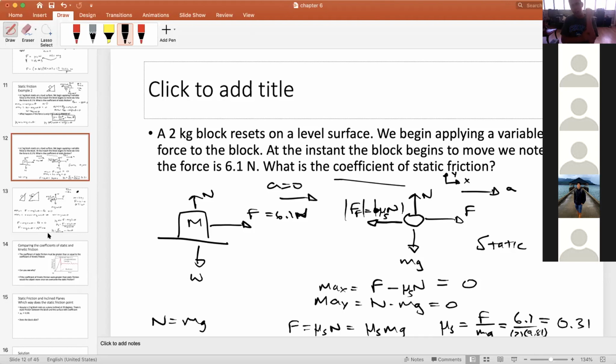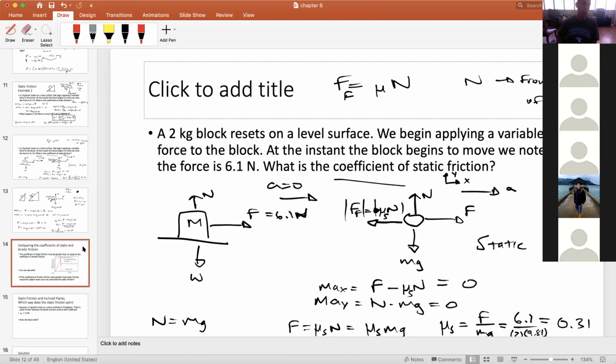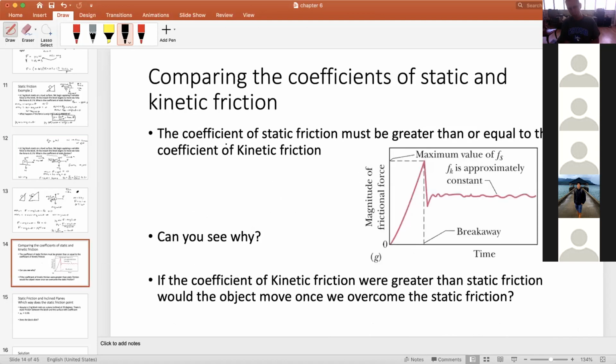So the main takeaway here is that the force of friction is mu times N, either s or k. N usually comes from the y component of the sum of the forces. And we always put a negative sign because it always opposes whichever direction the acceleration would be if there were no friction. So a few other things about static friction and kinetic friction.